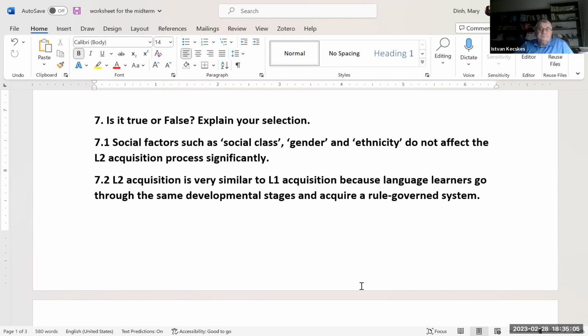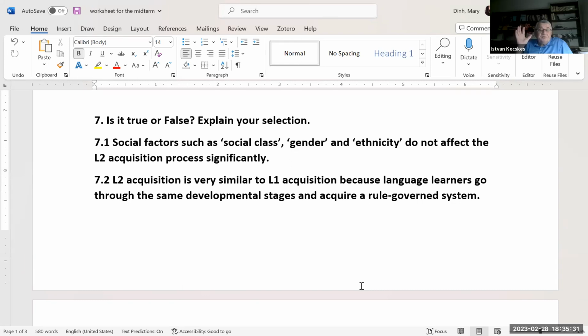Ying-Kong. Yes, I would say that L2 acquisition is similar to L1 acquisition only by acquiring a rule-governed system, but they do not share the same kind of developmental stages. So yeah, I disagree. Yeah, so as far as acquiring a rule-governed system, that's true. You can agree with that, or you can say that that's true.